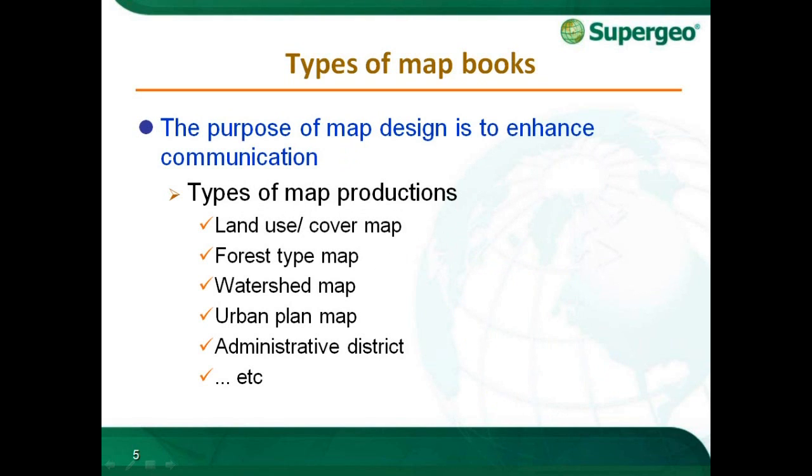As we know, geomaps are the interface to GIS. We view, query, analyze, and produce maps for presentations and reports. As a visual tool, laying out your maps is most effective in communicating geospatial data, whether the emphasis is on the location or the distribution pattern of the data information. There are many types of map books, such as land use, land cover, forest type, watershed, urban plan, administrative district, and so on. In other words, users can produce a diversity of map book products.